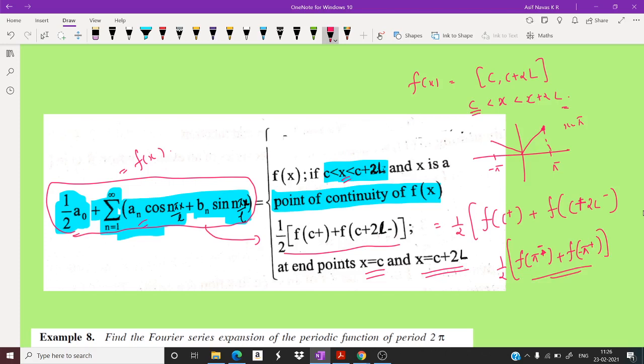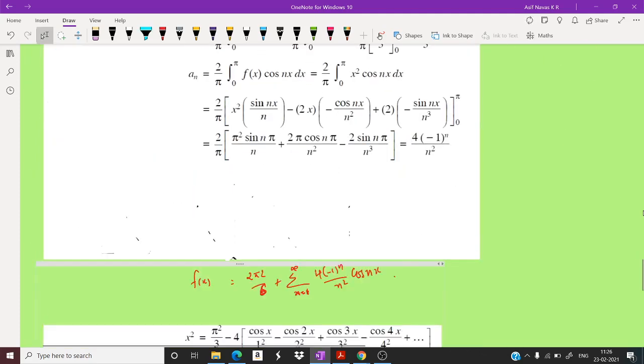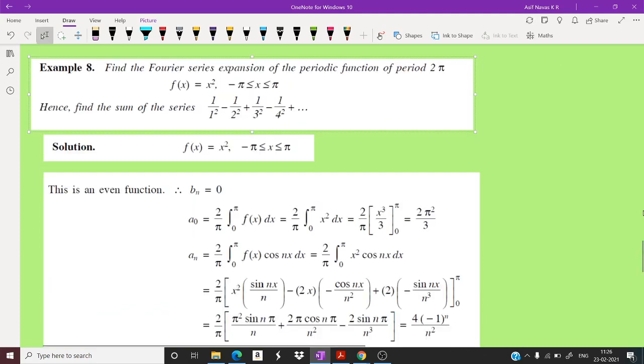If x is a point in between c and c plus 2l, you will take f of x. And if it is at the endpoint, that means x equal to c or x equal to c plus 2l, then we will use the average of the left-hand and right-hand limits. So we will do a problem, then you will understand how.